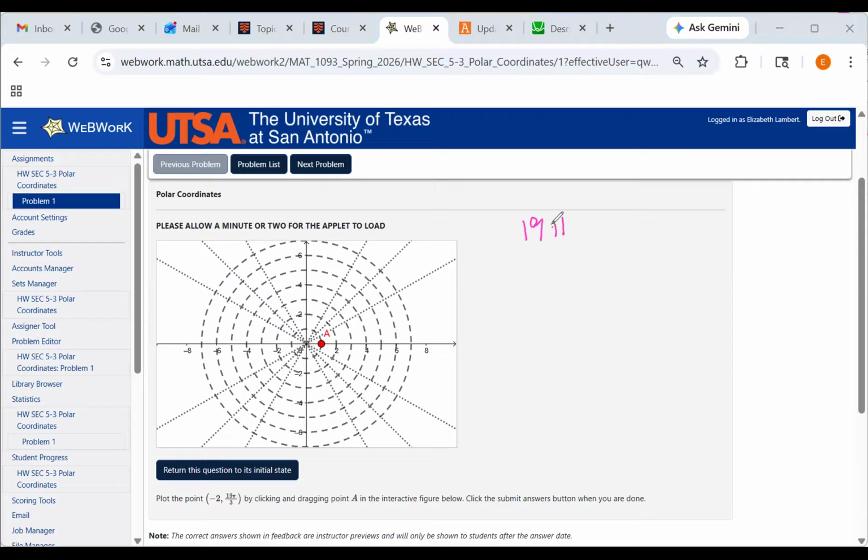So 19 pi over 3 is way bigger than 2 pi. So let's see. 3 goes into 19 6 times with some left over. So that is 3 2 pi's. So I'm going to take off 6 pi. And just to illuminate how I got that, 19 over 3 is 6.33, and 6 is 3 times 2.